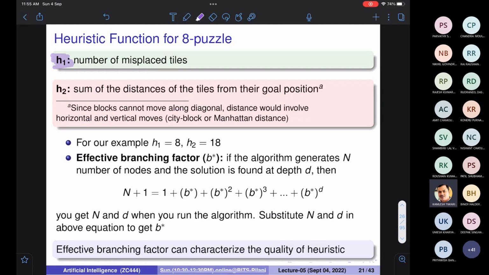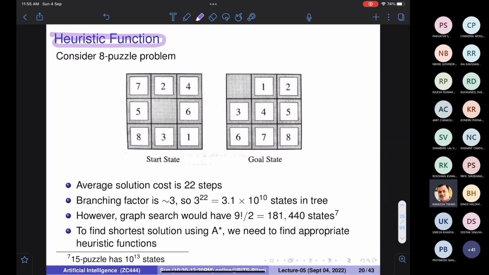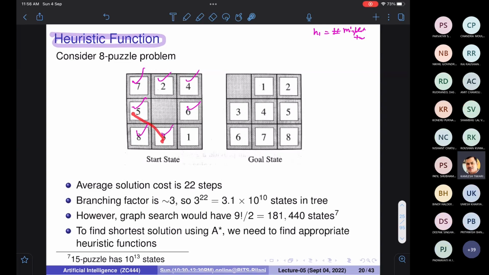One idea is the number of misplaced tiles. So in this particular example, the first heuristic function H1 is the number of misplaced tiles. So is 7 misplaced? 7 should be here, 7 is here. So yes, this is misplaced. 2 is misplaced, yes. 4 is misplaced, yes. 5 is misplaced, yes. 6 is misplaced, yes. 8 is misplaced, yes. 3 is misplaced, yes. 3 should be here. Misplaced. 1 is misplaced. So what is the value of H1? 1, 2, 3, 4, 5, 6, 7, 8. So 8.